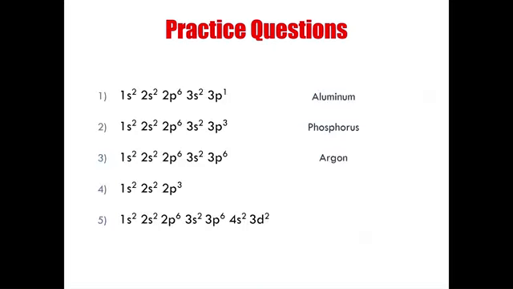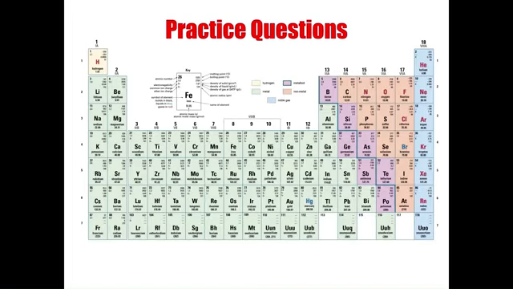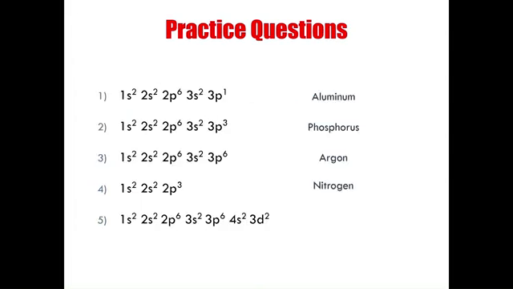For the 4th question, 2p3. Let's move to now the second energy level, and we are looking for the third electron in that p orbital, so boron, carbon, nitrogen.